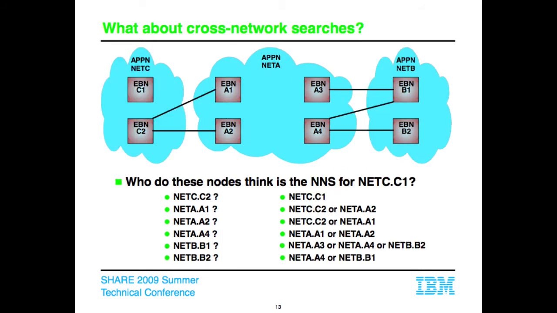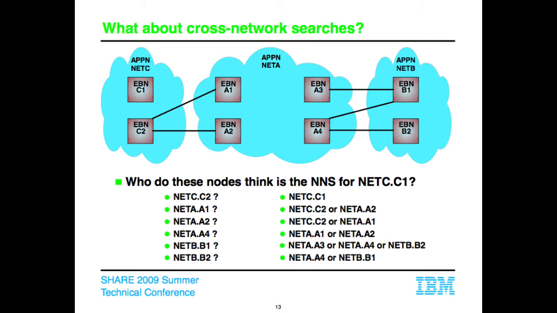That was a single net ID, if you will, with SNI connections. Let's try to make the picture just a little bit more complicated, and we'll talk about who we think the network node servers are in this picture. In all of these pictures, I'm going to ask you, who do we think is the network node server for C1? The node over here on the side.